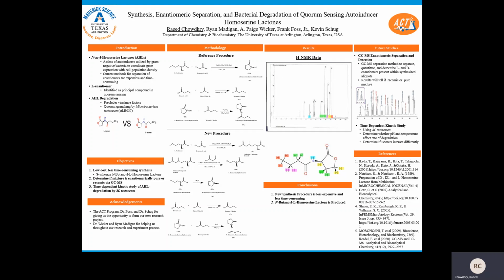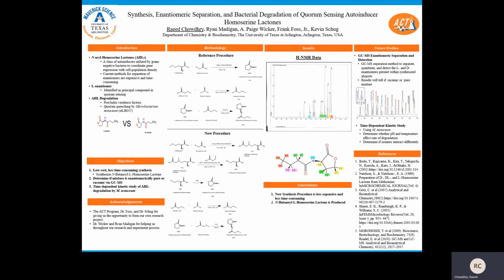For the future studies, the first one is the quantitative study. In the quantitative study, we wish to use an Agilent 6890 GC equipped with a 5975 MSD to carry out all separations. The column will be a Beta DEX 225 column, which will separate the enantiomers, as we can see in this chromatogram. It will separate the D enantiomers and L enantiomers distinctly.